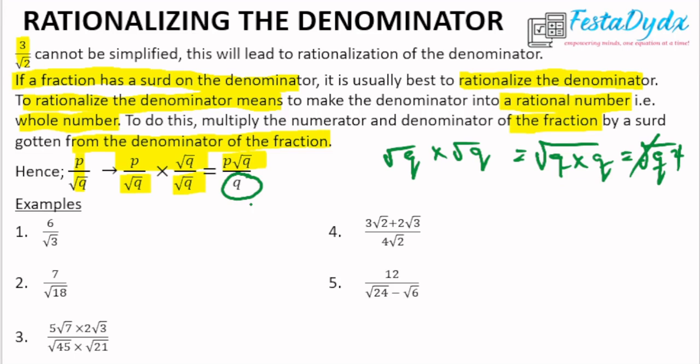So let's move to the examples we are going to solve in this video. For number 1, the heading of this question is going to be: rationalize the denominator of the following questions. The first thing we are going to rationalize here is 6 all over root 3. Solutions.